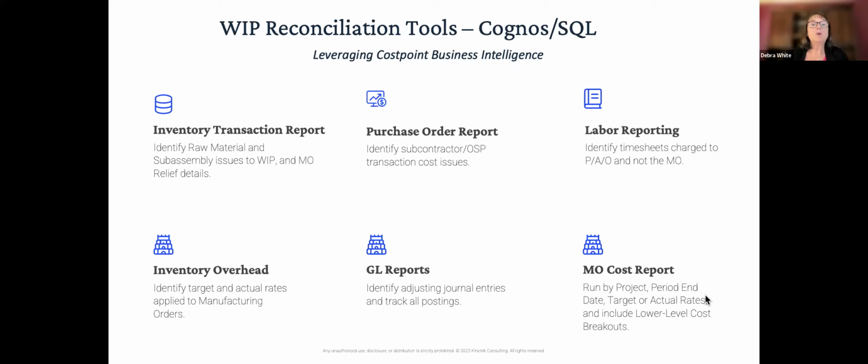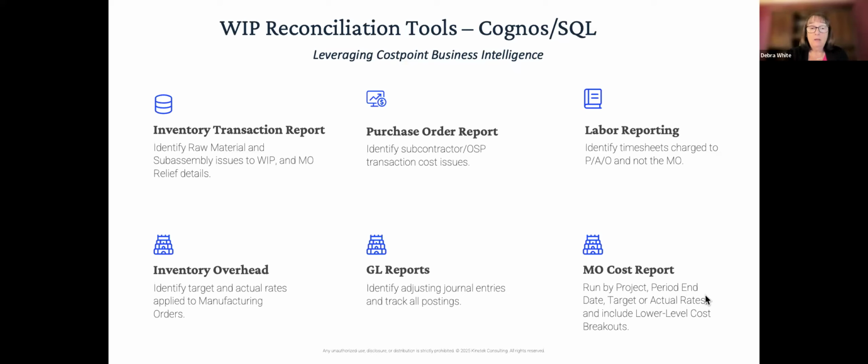The second thing from the purchase order report is we want to identify any subcontract lines, again, where the items have not been posted to the general ledger. That's a reconciling item. They're included in the MO cost report, but they're not included in the general ledger yet.